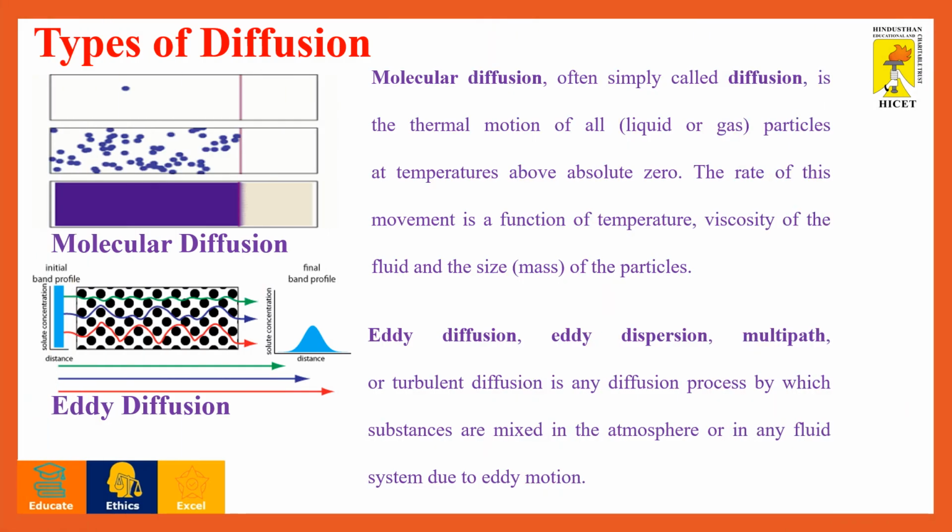Now, the types of diffusion. There are two types of diffusion. One is molecular diffusion and the another one is eddy diffusion. The first figure indicates the molecules transfer in their own way, naturally, without any external current or force acting on it for its dissolution. The rate of this movement is a function of temperature, viscosity of the fluid and the size of the particle. There is no external matter acting on it.